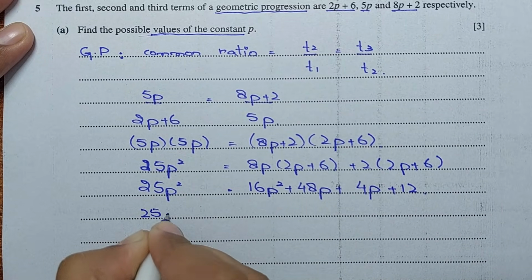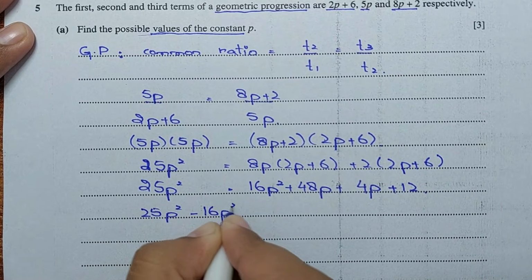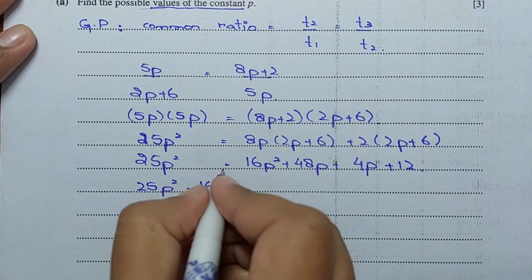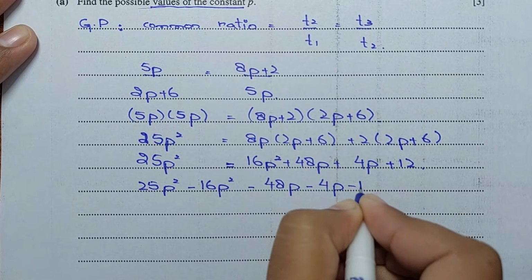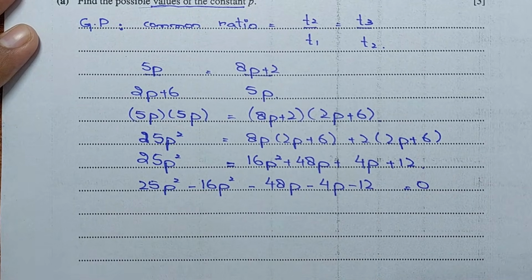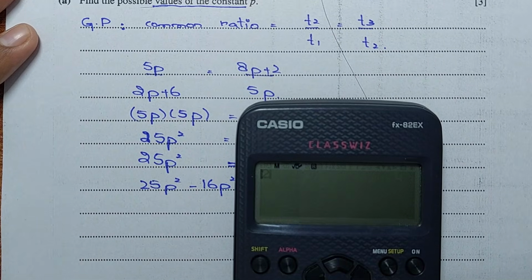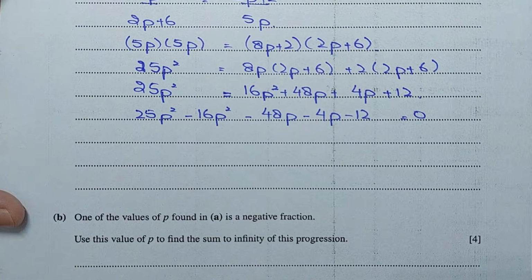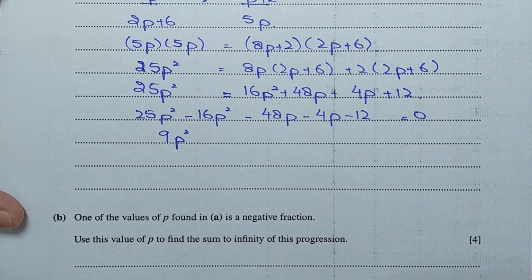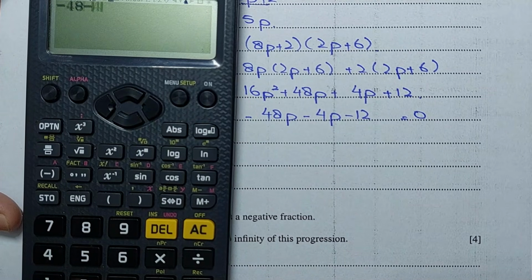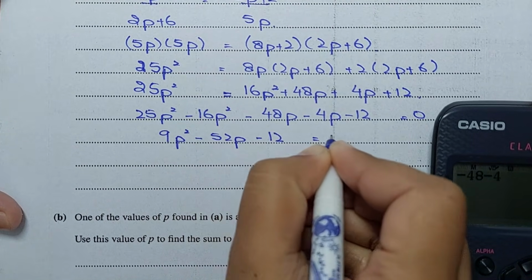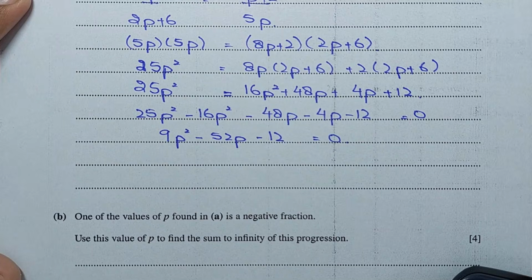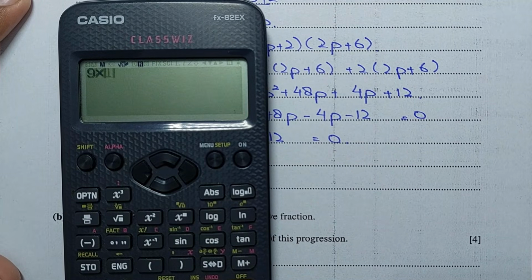Now this is 25p square minus 16p square. Shift everything to the left, right? This is negative now, this is also negative, this is negative, and this is also negative, equals to 0. Now from 25 take away 16, that is 9. So we have 9p square minus 48 and minus 4 is minus 52p and minus 12 equals to 0. Okay, now let me factorize this. 9 times 12, 108.